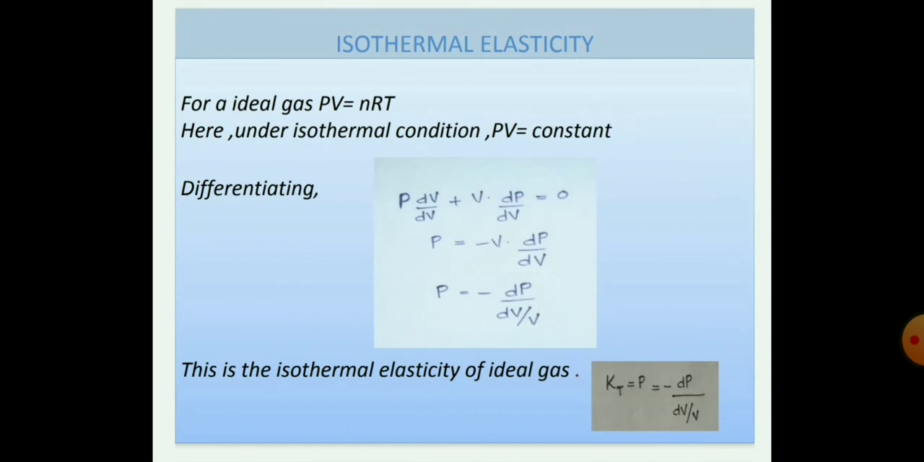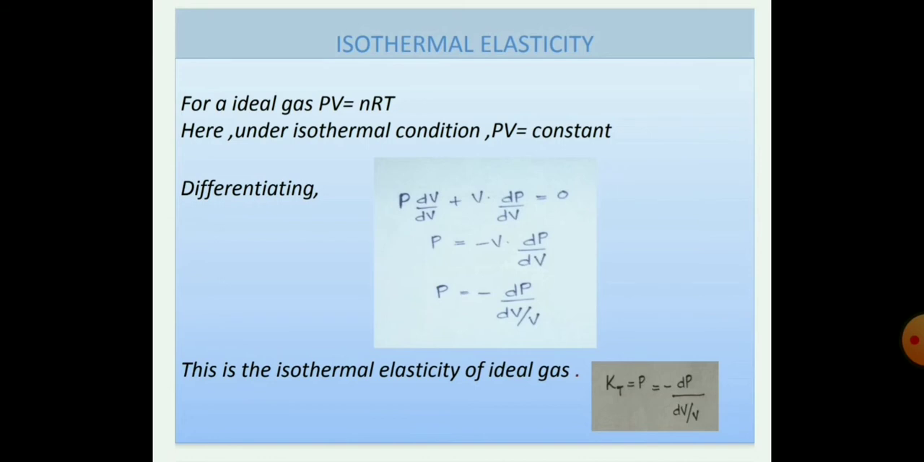Isothermal elasticity. We know it is the volume elasticity at constant temperature. For an ideal gas, the equation is PV is equal to nRT, where P is pressure, V is the volume, n is the number of moles, R is the universal gas constant, T is temperature. So under isothermal condition, T is a constant, so we write PV is equal to a constant.